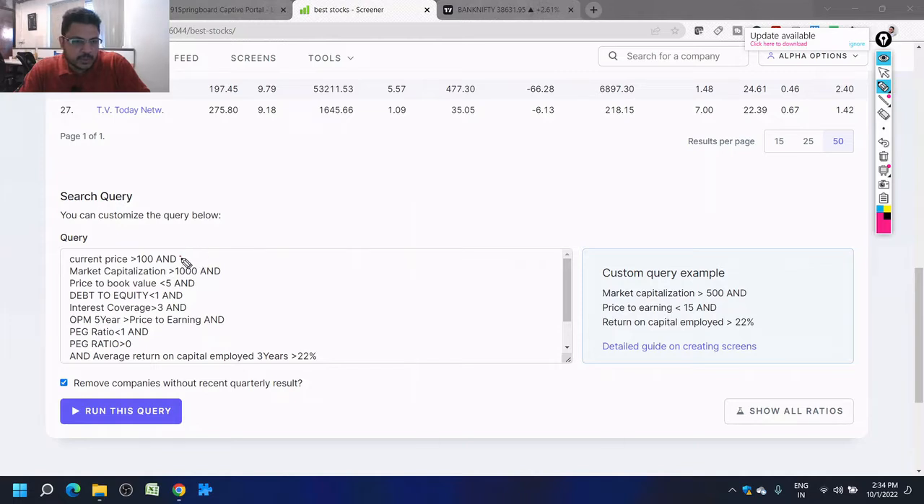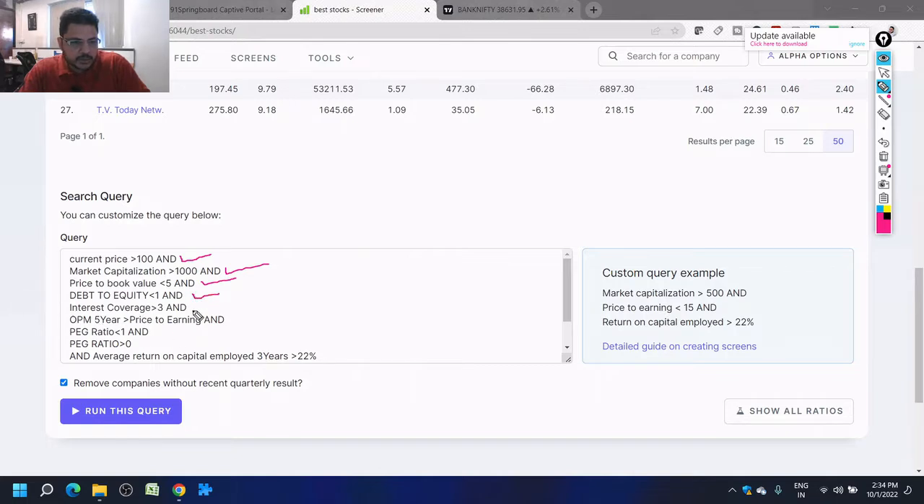The stock has to be currently above 100 rupees, and market capitalization has to be 1000 crores plus. Price to book value should be less than 5. Don't ask me the details why it should be less than 5, you can always Google and find out. It is the best value which you are trying to put in this formula. Debt to equity less than 1.